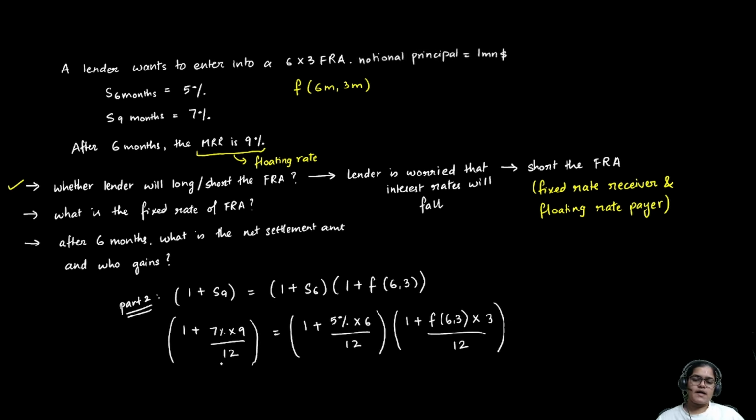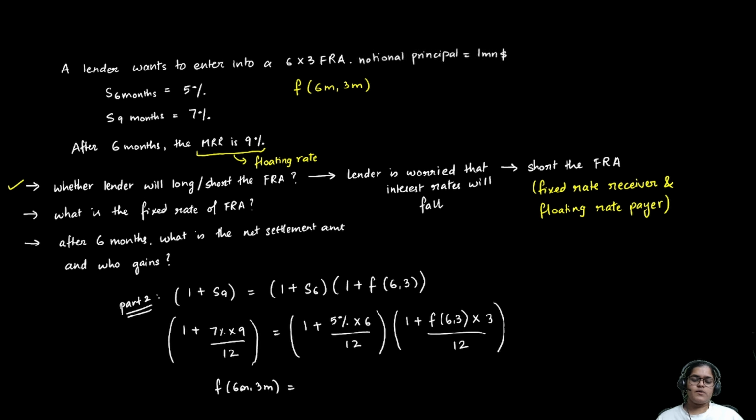Now if you look at the left hand side of the equation and the right hand side of the equation, the periods will always match. So this is 9 by 12, this is 6 by 12, and this is 3 by 12. On the left hand side also, you are talking about a 9-month period in total. And on the right hand side also, in total, you are talking about a 9-month period only. The spot rate is for 6 months, the forward rate is for 3 months. Okay, on solving this equation, what is the forward rate after 6 months for 3 months?